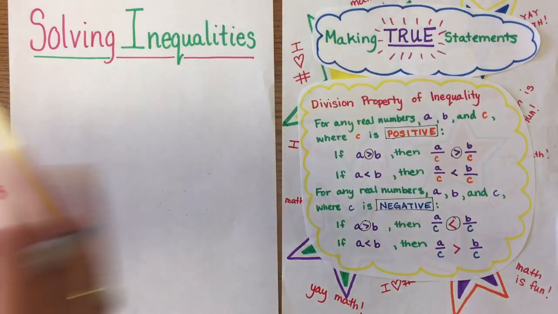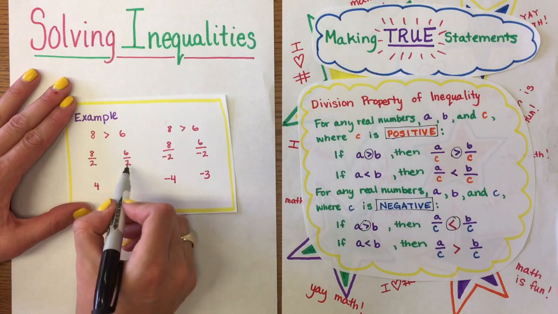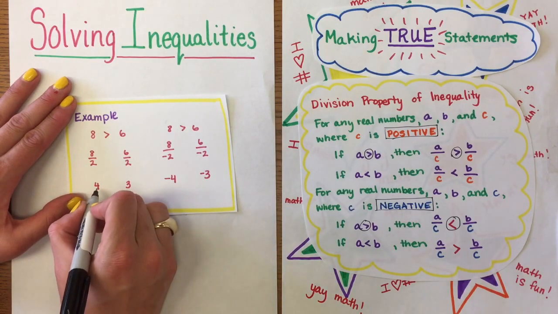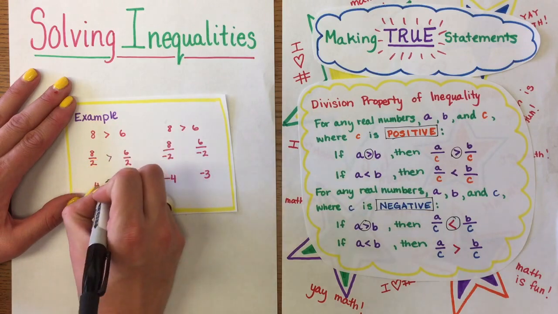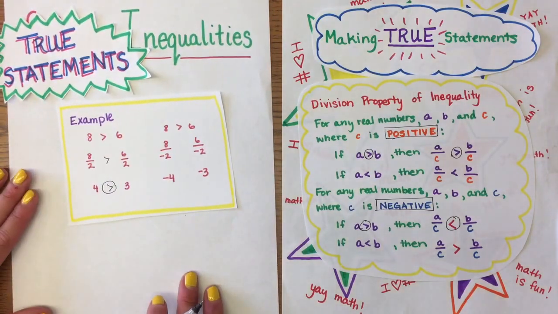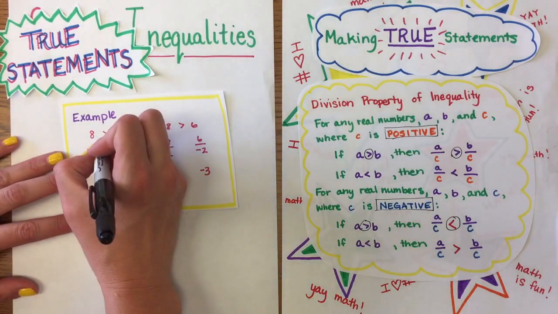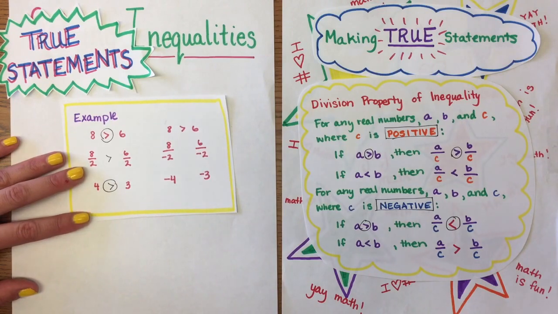So a similar example to that last one, if 8 is greater than 6 and I divide both sides by positive 2, I get 4 and 3. My inequality symbol, to make a true statement here, is going to stay the same. So my inequality symbol doesn't change if I divide by a positive number.